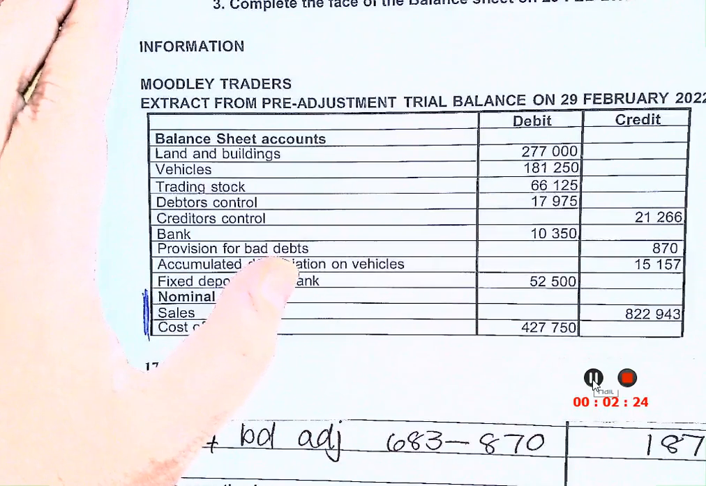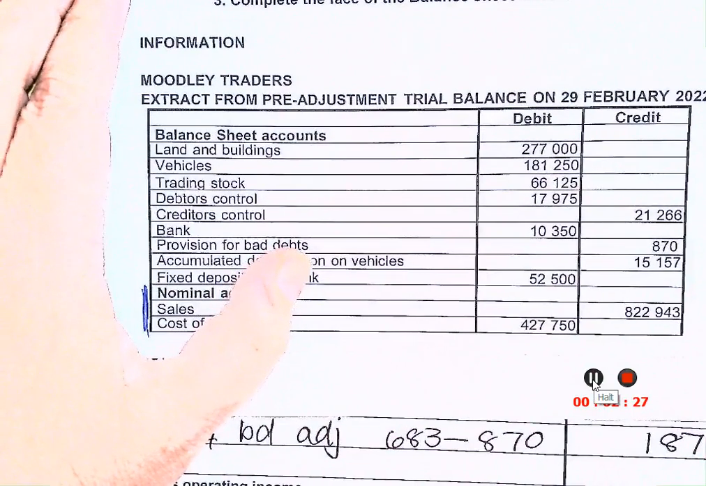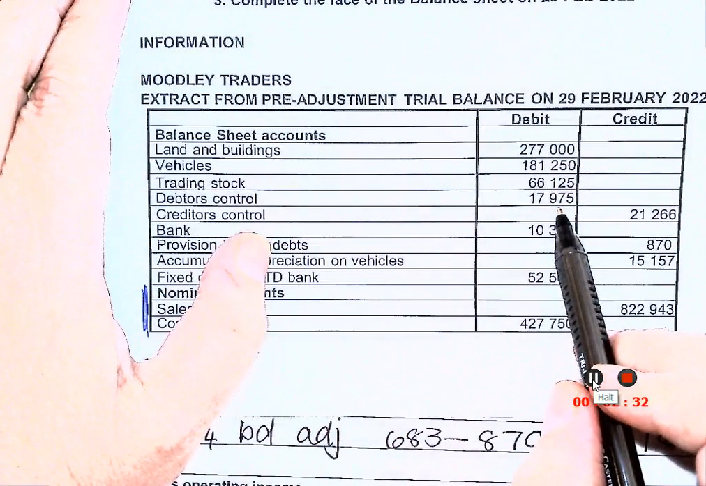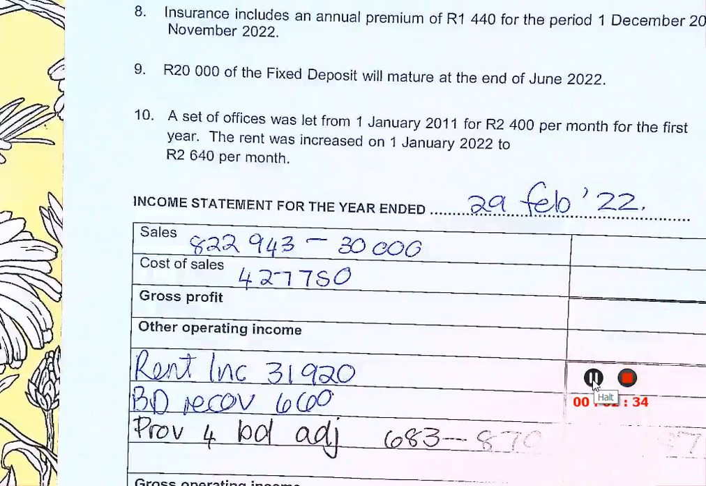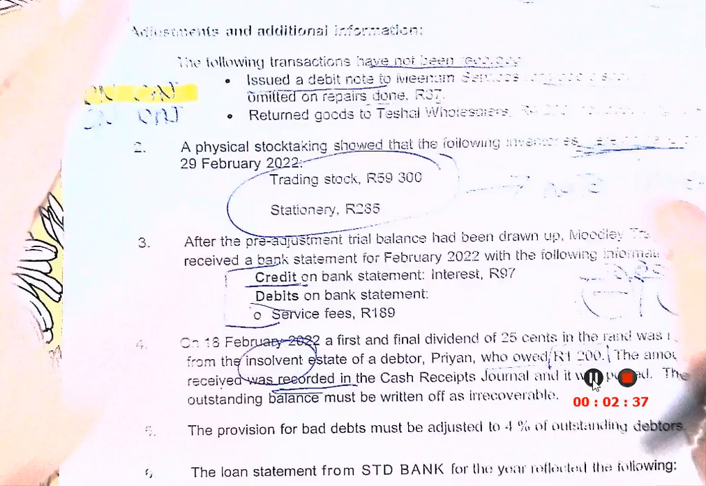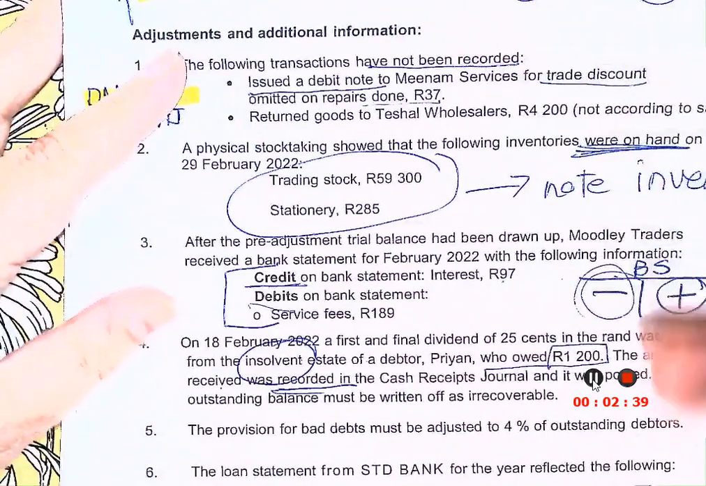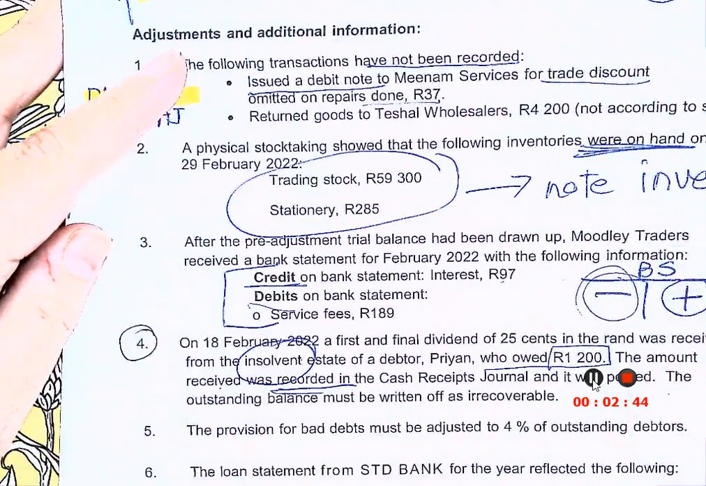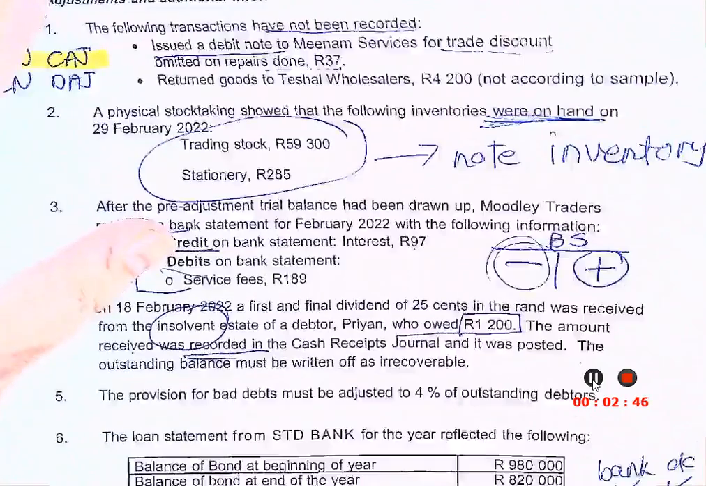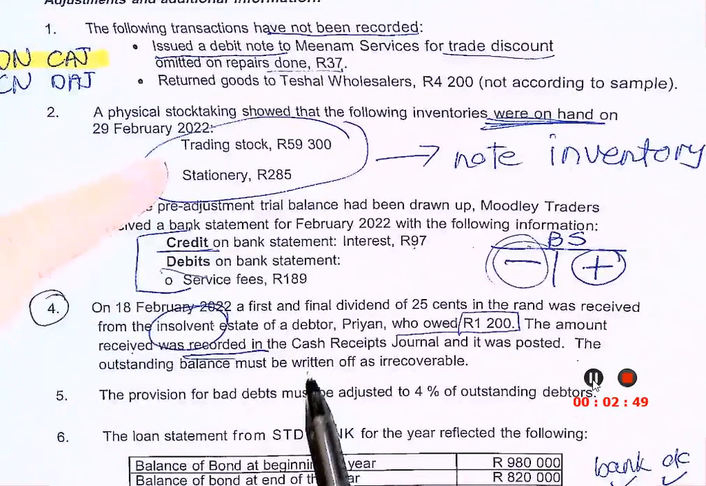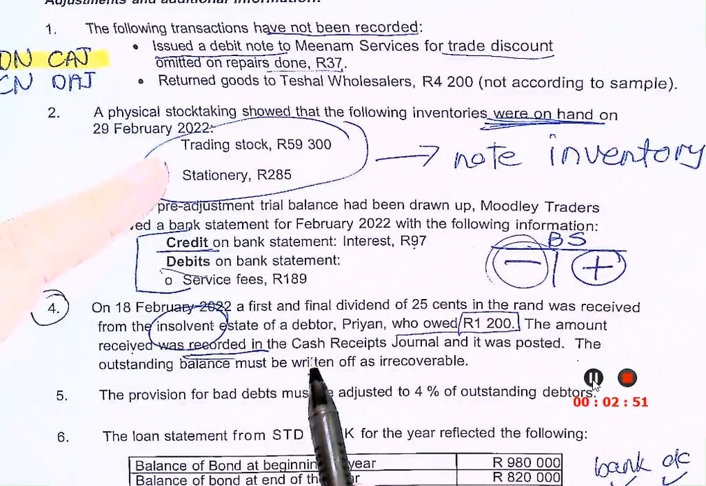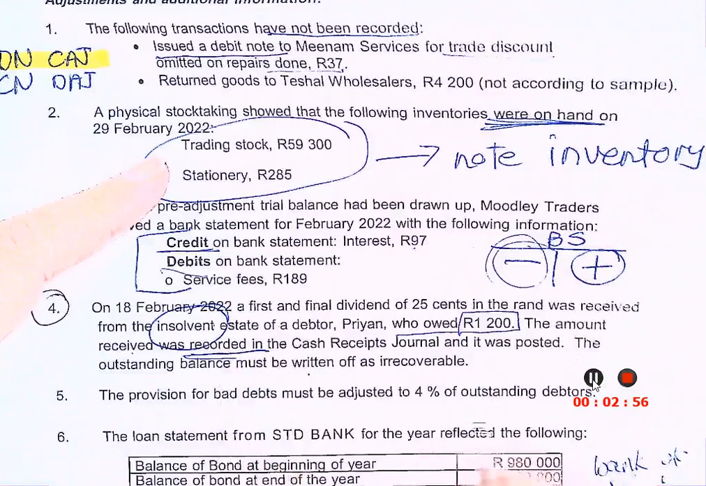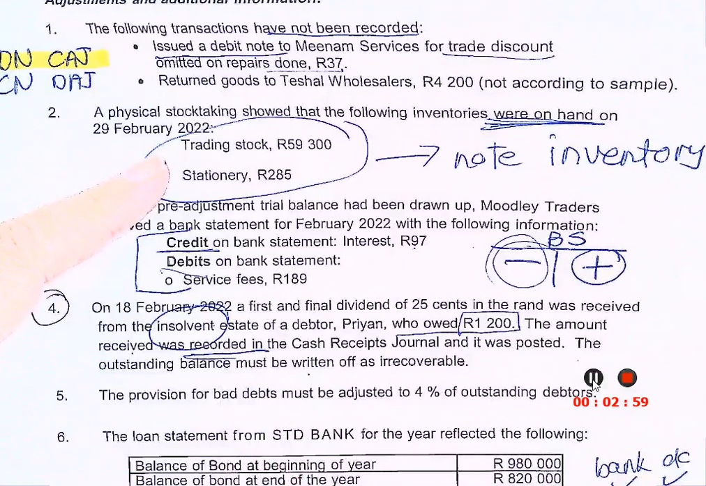Okay, so I'm quickly revising what I did. I take my debtors control 17,975, right? I go through my adjustments and I see there's an adjustment that's going to influence my debtors control. Can you see they say a first and final dividend was received. This amount was recorded. So the 1,002 is already subtracted from my debtors.